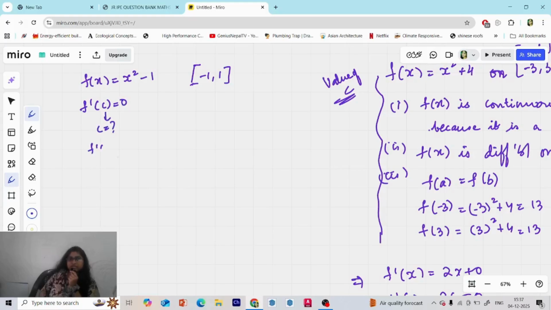So first find f dash x and put c in place of x: 2x. And f dash c is equal to 0, so 2c is equal to 0. In place of x we put c, so c is equal to 0, and c belongs to minus 1 comma 1. Therefore, the value of c is 0, which satisfies Rolle's theorem.